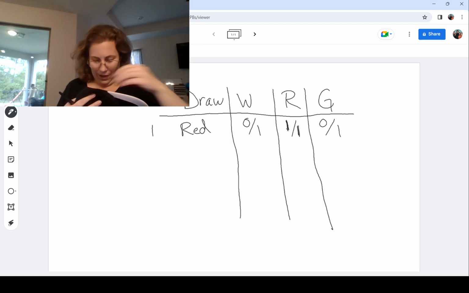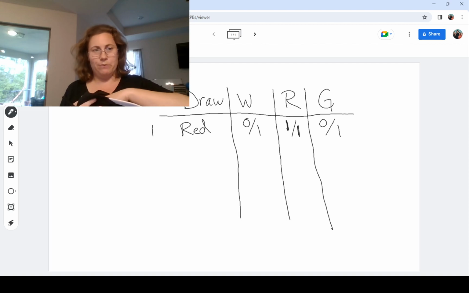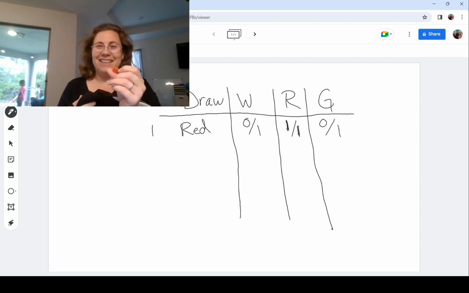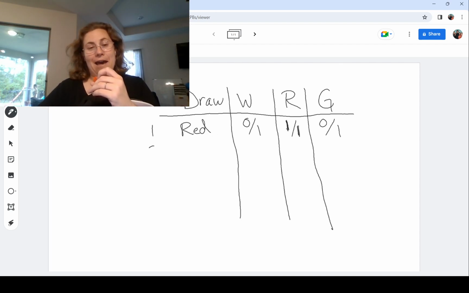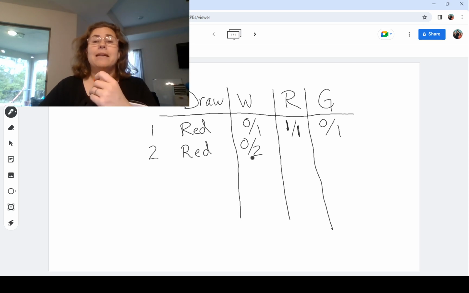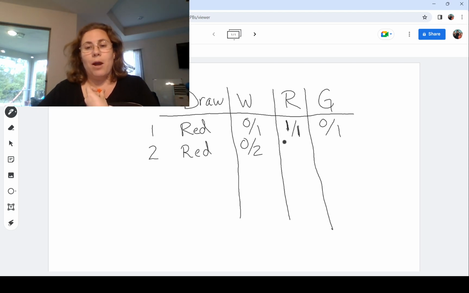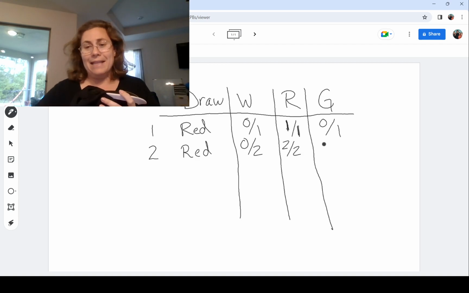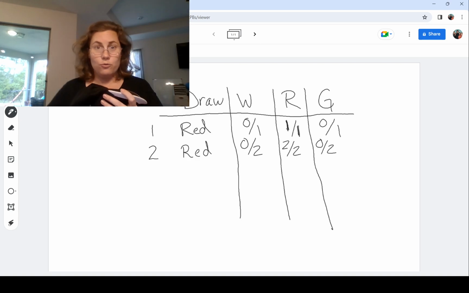Now I'm going to draw again. And this is where that chart might be confusing to some people if you're looking at it for the first time. Ooh, I got red again. I actually kind of think that's exciting. So we have a number 2 draw. Again, it is a red. So I have 0 white out of 2 draws. So my denominator for this statistic is saying right now the probability of white being in this hat is 0. The probability of red is I have had 2 out of 2 draws, so 100%, this whole hat is filled with red based off of this sample, and there are 0 green out of the 2 draws.